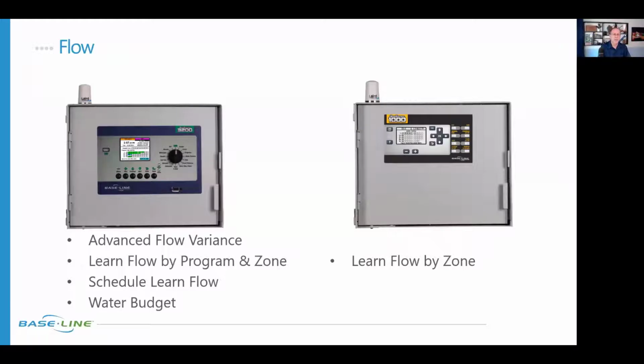And then the last one is we can set up a water budget based off of each water source in the Basestation 3200, where we don't have water budgeting in the 1000. So on the Basestation 3200, 8 separate water sources. That means I can actually have up to 8 separate water budgets. So if you need to manage your water to a measurable number, the Basestation 3200 is definitely where we're going with that. So flow is looking like a big deal on these.